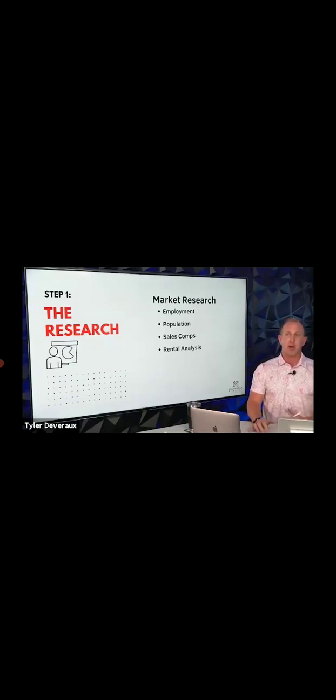Population: is the overall population increasing? If it's increasing, that means more people are looking for places to live. That's great. Household formations are even more relevant. That's households that are forming, which is a direct correlation for demand for our product. Sales comps in the area: what's the average cost per door? What are we going to pick this property up for per door? Is that a good thing or a bad thing? Are we under the average or above?